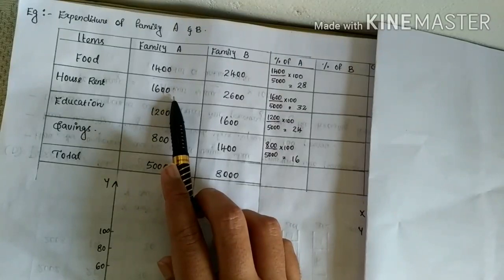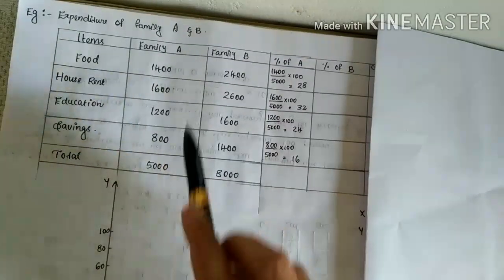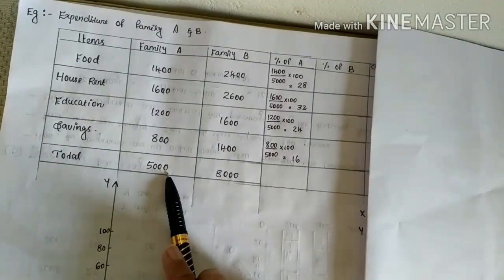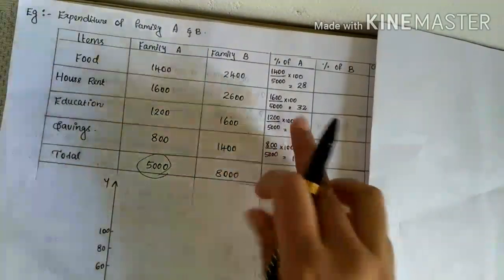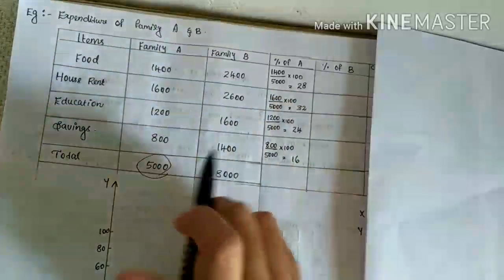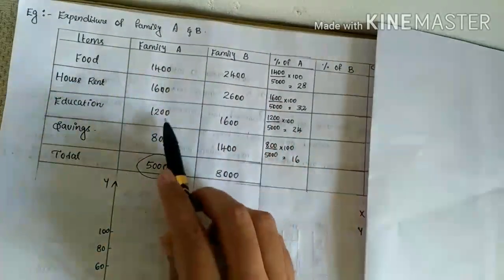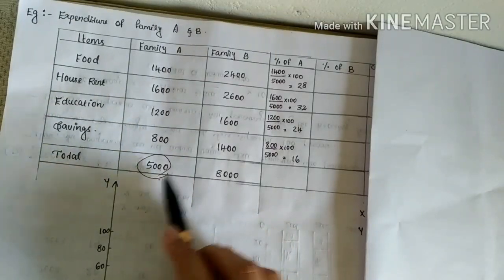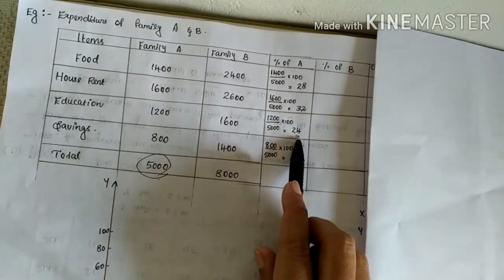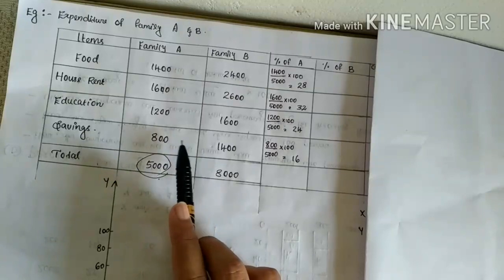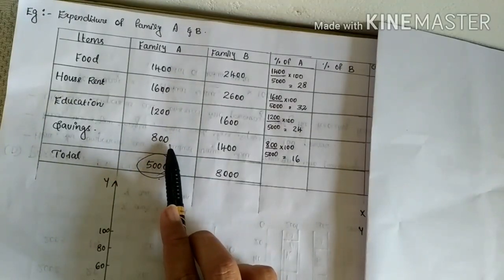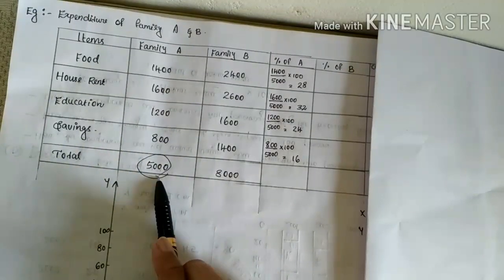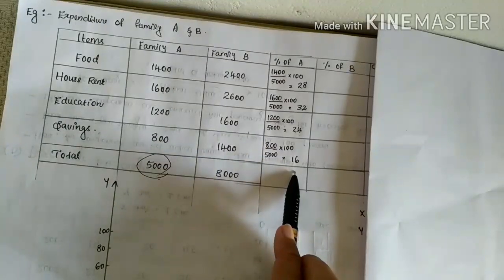Here you have to calculate the percentage of the food, that is 1400 divided by 5000, the total of the actual value, into 100 is 28. Then next item, house rent. House rent is 1600. That's actual value. 1600 divided by total of the actual value, that is 5000, into 100. It is equal to 32. The next one, 1200. 1200 divided by 5000 into 100 is equal to 24. Next one, savings is 800. 800 divided by 5000 into 100, it is 16.